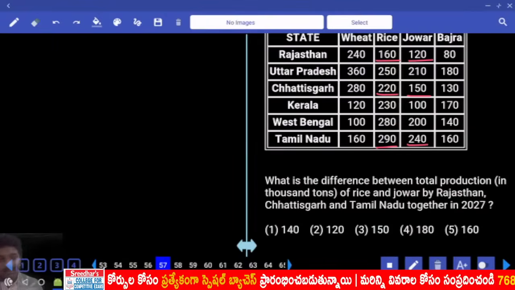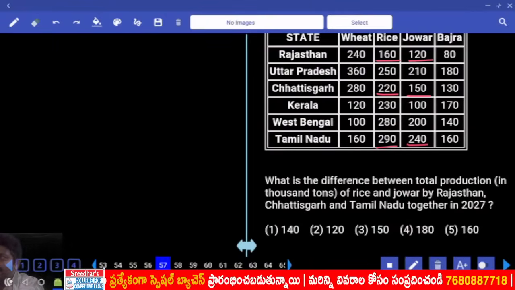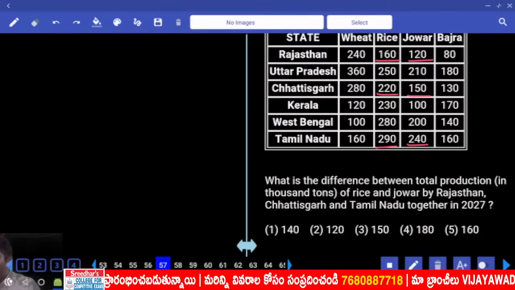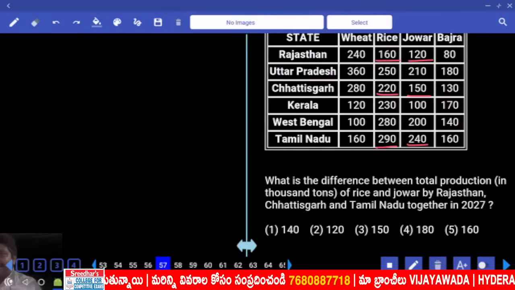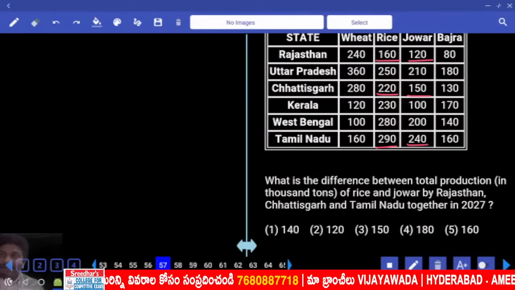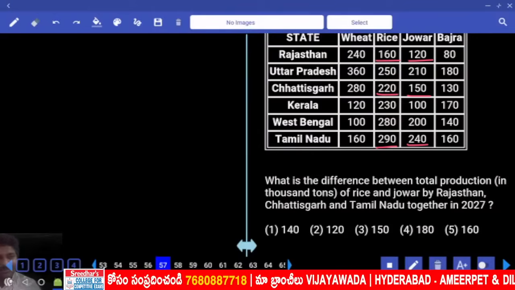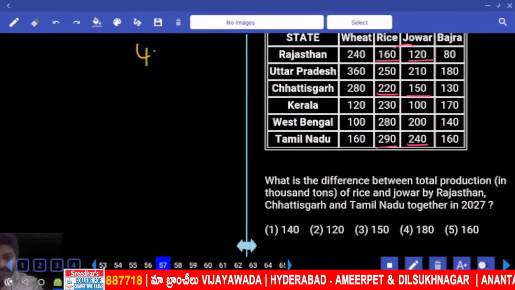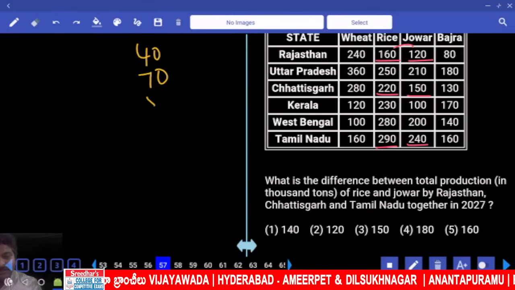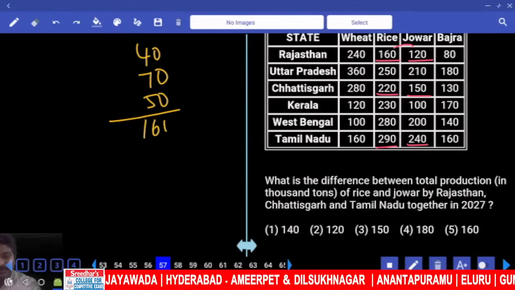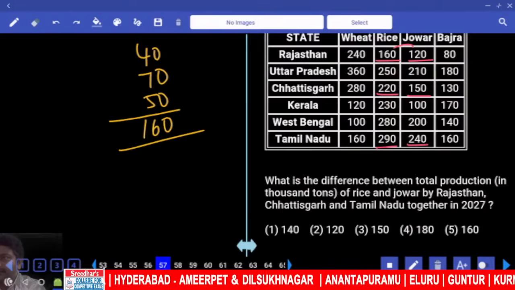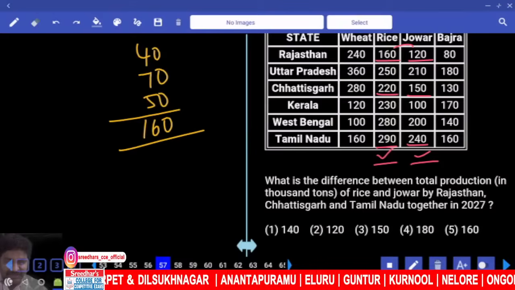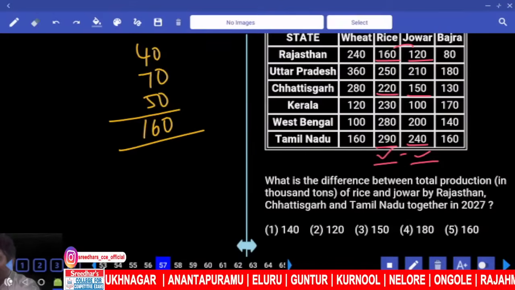How many states are involved here? Look at those 3 state values. Majority of the time, which is more? Rice is more or Jawar is more? Not majority. Every time rice is more than Jawar, correct? What is first difference? Second, last one, answer. That's all. Instead of adding these rice values and then Jawar values and taking the difference, we are taking individual differences and then adding.